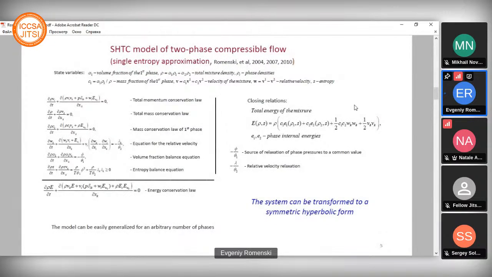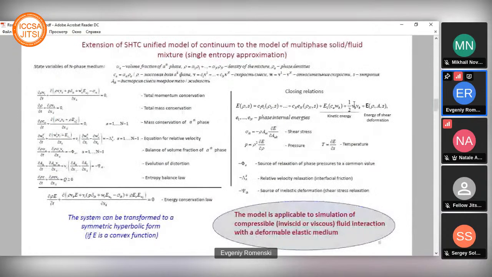The SHTC model of two-phase compressible flow is presented on this slide. We used this model for the simulation of many problems of two-phase flow, and the synthesis of this model with the unified model gives us an SHTC model of a multiphase solid fluid mixture, which is applicable to saturated porous media, and it can also be applied to solid fluid interaction problems.